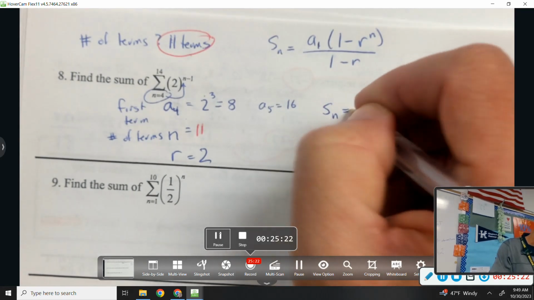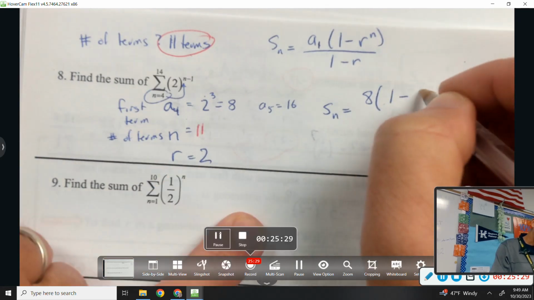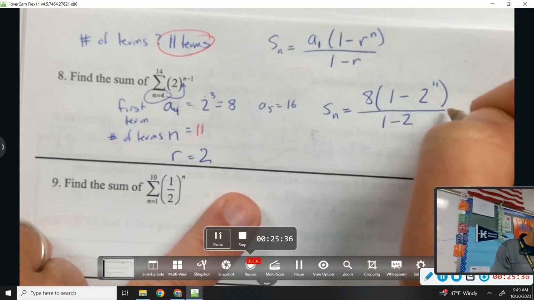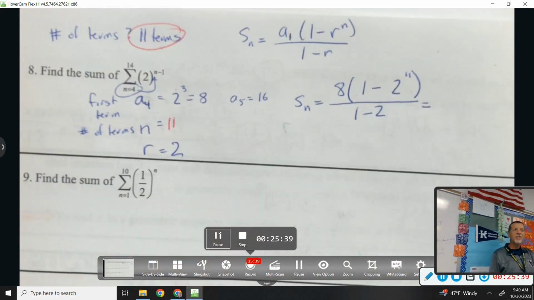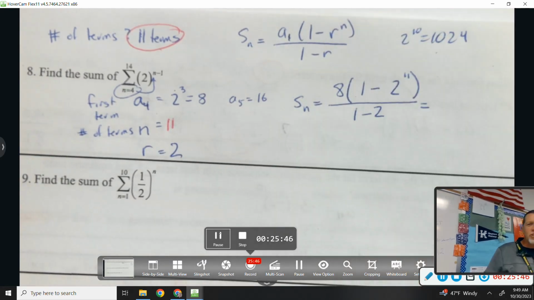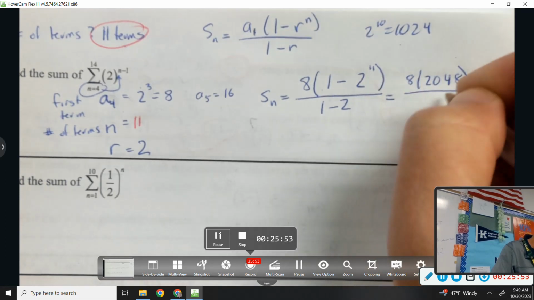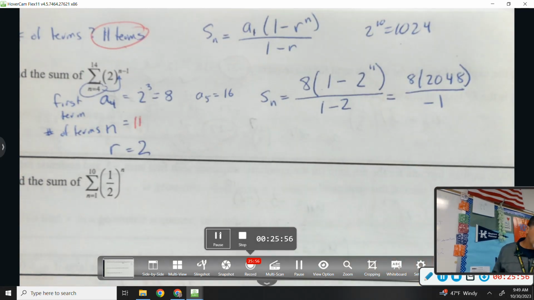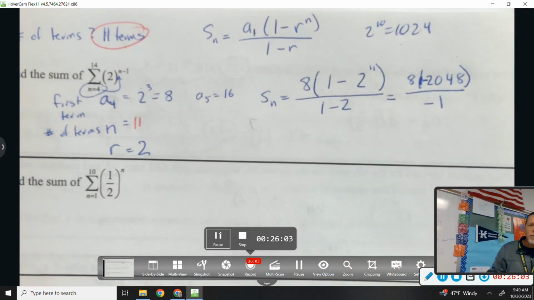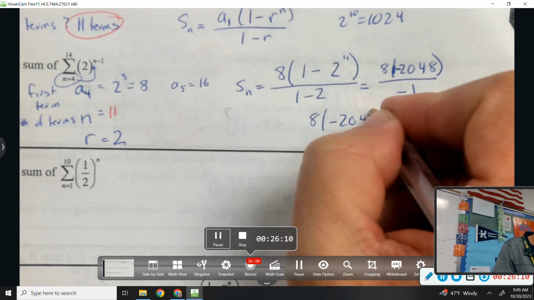Alright, so S of n is the first term, A1, which is 8, times 1 minus 2 to the 11th. Oh, that's lovely. Over 1 minus 2. We just did 2 to the 10th. It is. 2 to the 10th was 1,024, so 2 to the 11th is 2,048. Oh, wait a minute. I forgot the 1 minus in there. So excited to figure out what 2 to the 11th was. One minus 2 is negative 1. So 8 times negative 2047 over negative 1.